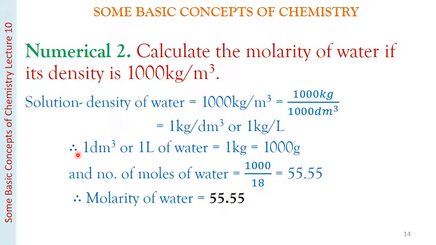And this implies basically that in 1 liter of water, we have 1 kg of water. Right? So this is equal to 1000 grams. So you have the weight of water now. So you can find the number of moles of water to be 1000 divided by 18, which you get as 55.55. Right? So the molarity of water would be the number of moles divided by the volume. The volume is 1 liter. So 55.55 divided by 1, you get the molarity to be 55.55 molar. Okay.